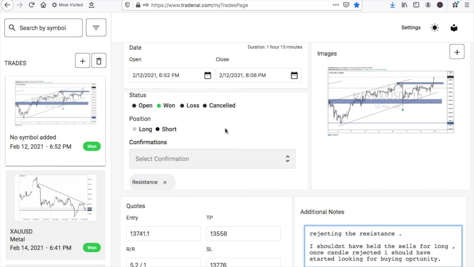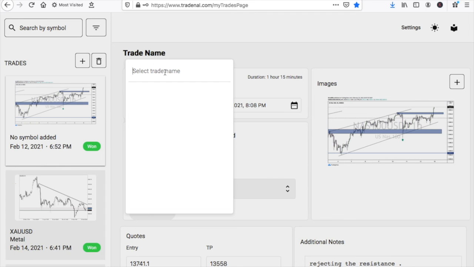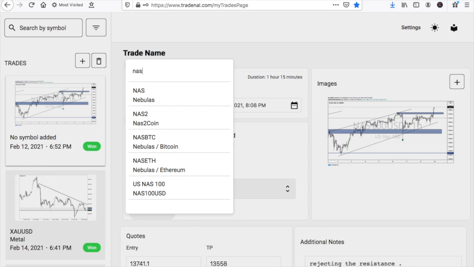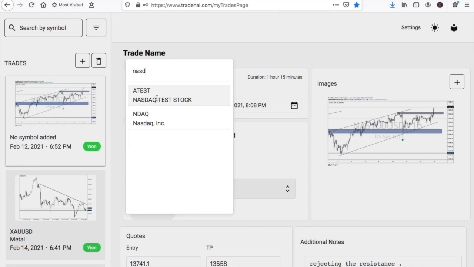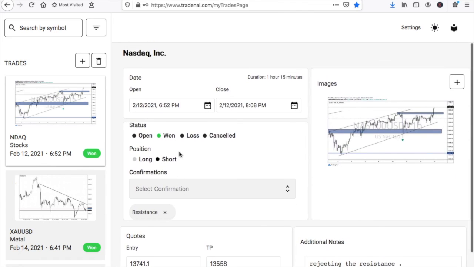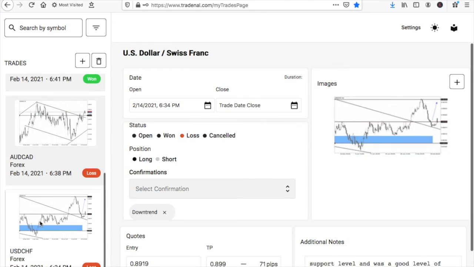Yeah, just like that. So the trade name, Nasdaq. Oh yes, Nasdaq, this one. Nasdaq is a stock. And once we're done, you just click on the next one if you want to add another one. This one saves automatically. Got three trades: the gold, AUD, USD, actually four.